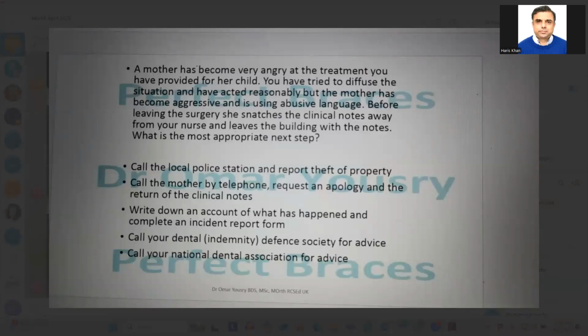Like I shared in the document, they say that you have to call the local police. They will provide you a number, and then with that number, you call the dentist defense body or something like that. So I will go with option A here. Option D comes later.